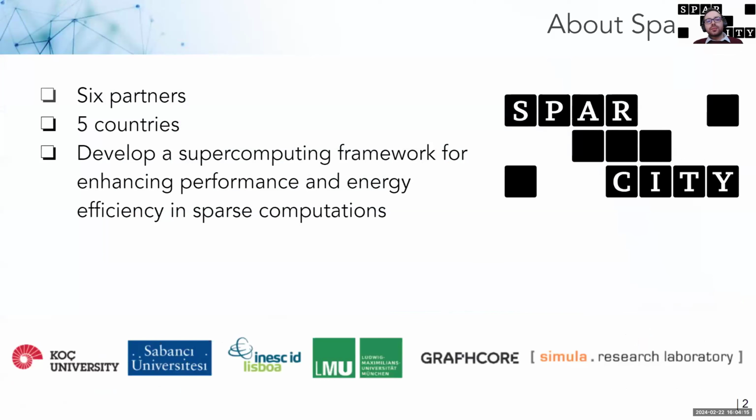SuperTwin is an optimization and co-design framework for sparse computation. It consists of 6 partners from 5 countries. The aim is to develop a supercomputing framework for enhancing performance and energy efficiency in sparse computations. SuperTwin, which we introduce today, aims to create a coherent interface between other tools and data produced by other SPARSE partners.